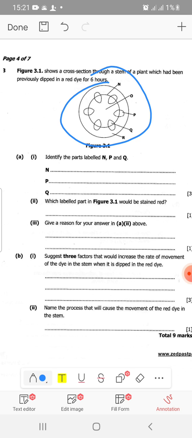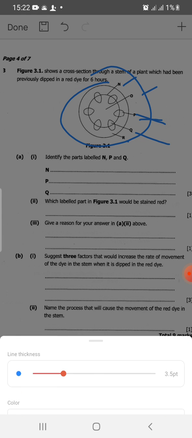Identify the parts labeled N, P, and Q. So part N, that's a cambium. Then part P, that's a phloem. Then part Q, that's a xylem. R is the cortex, suppose they ask that. Then O is the pith. Okay.